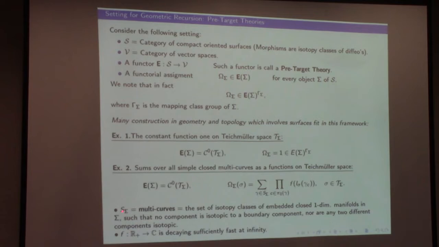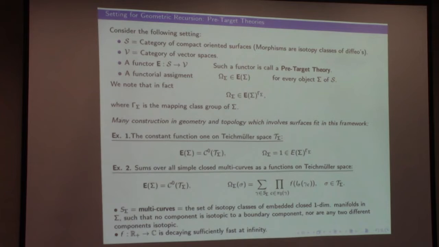So I just wanted to first tell you what this is. All the words it says here is what I just said on the board. And so what do we do? Well, you take a function from the positive reals to the complex numbers, which decays sufficiently fast at infinity. For example, if it has exponential decay at infinity, it's fine. And then you sum over all the multicurves. For each multicurve, you take a product over the components. In this case here, there's two components, that one and that one, right? Then at some point in Teichmuller space, you compute the length of the component and you apply F to the length. Take the product, sum over all multicurves.